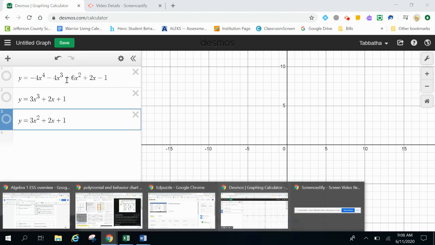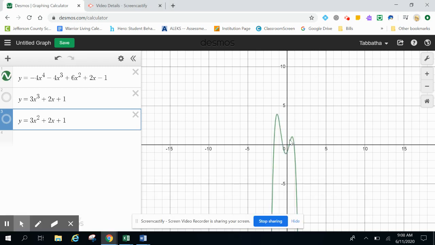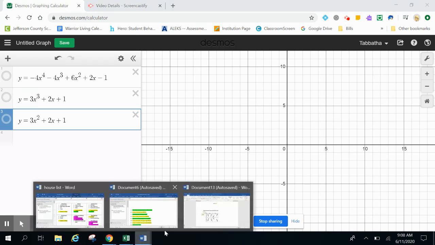So all this other stuff here tells us what's in the middle of the graph. So all this in the middle. So there are more rules and stuff with these pluses and minuses, but we're not going to get into that during ESS.